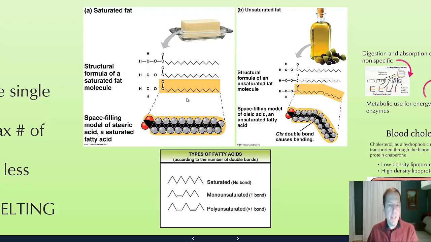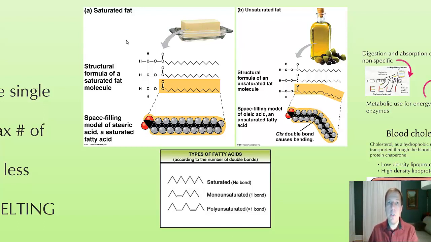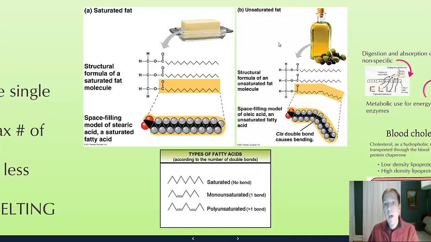When you look at the space-filling model here of that saturated fat, you notice that it's linear. There are no bends or kinks or twists to this particular chain. It is completely straight, as though the carbons are all lined up in a straight line. Saturated fats are going to be more noticeable in animal fats. So butter, lard, those are going to have a much higher percentage of saturated fat in them. On the other hand, unsaturated fats, the presence of the double bond causes a bend. Here you can see that this cis double bond, which is the naturally occurring type of double bond, causes a bend in the chain.